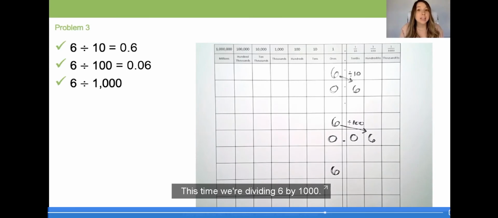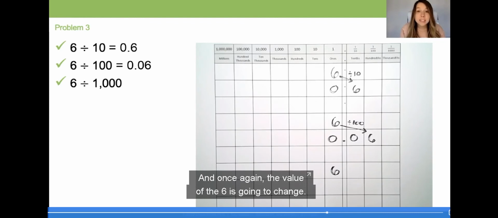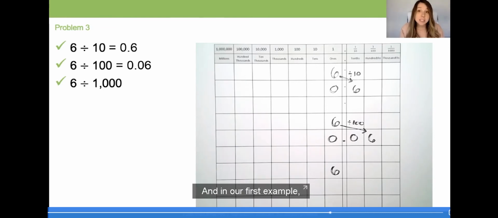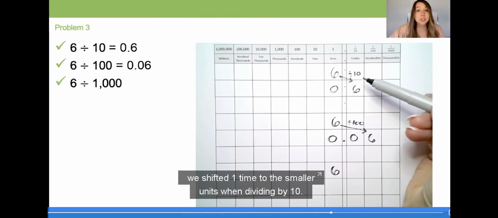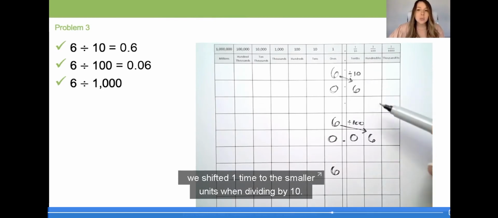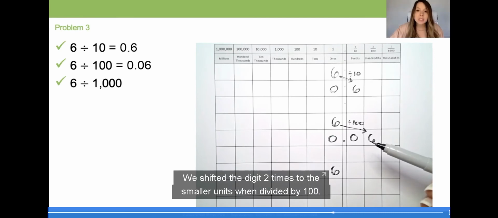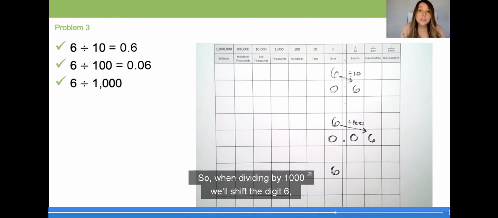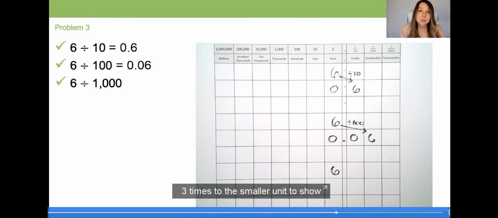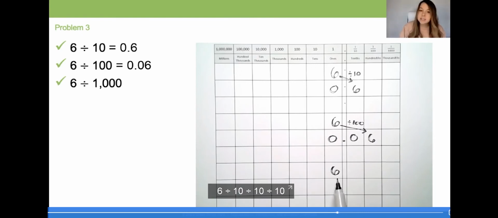This time, we're dividing 6 by 1,000. And once again, the value of the 6 is going to change. It's going to be smaller after it's divided by 1,000. In our first example, we shifted 1 time to the smaller units when dividing by 10. We shifted the digit 2 times to the smaller units when divided by 100. So when dividing by 1,000, we'll shift the digit 6 3 times to the smaller unit to show 6 divided by 10 divided by 10 divided by 10, or 6 divided by 1,000. Let's show that.